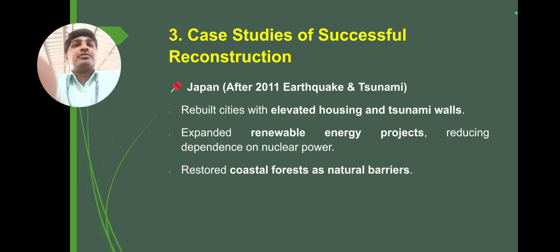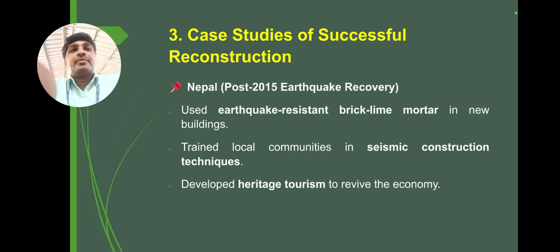So one of the case studies of successful reconstruction is Japan after 2011. There is frequent occurrence of earthquakes and tsunamis in that country. So they rebuilt cities with elevated housing and tsunami walls. They expanded renewable energy projects, reducing dependency on nuclear power plants. And they restored coastal forests as natural barriers.